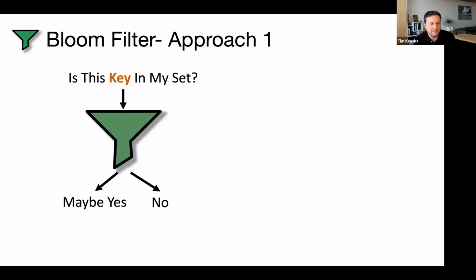So the idea behind Bloom filters is that, given a key, a normal Bloom filter uses hash functions and bits to say, is this key in the set? And it says either maybe yes, so there might be false positives, but if the Bloom filter says no, it's a definite no, so there are no false negatives. That's a nice property of a Bloom filter.